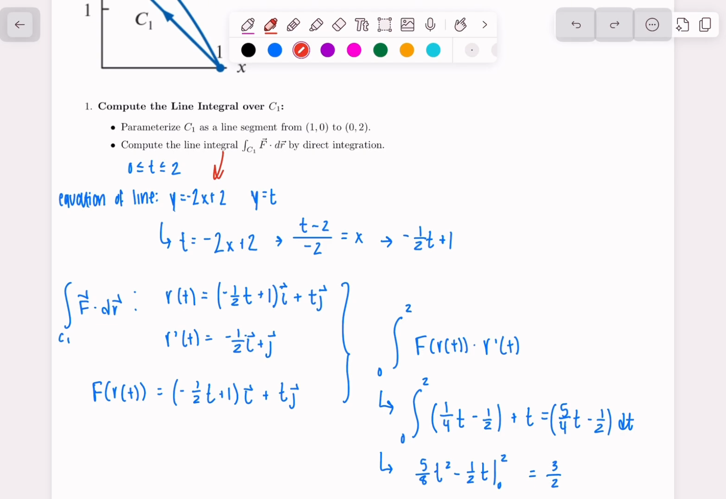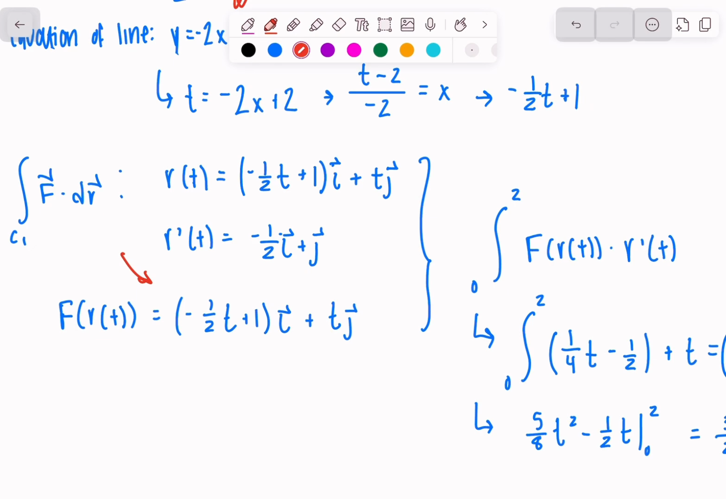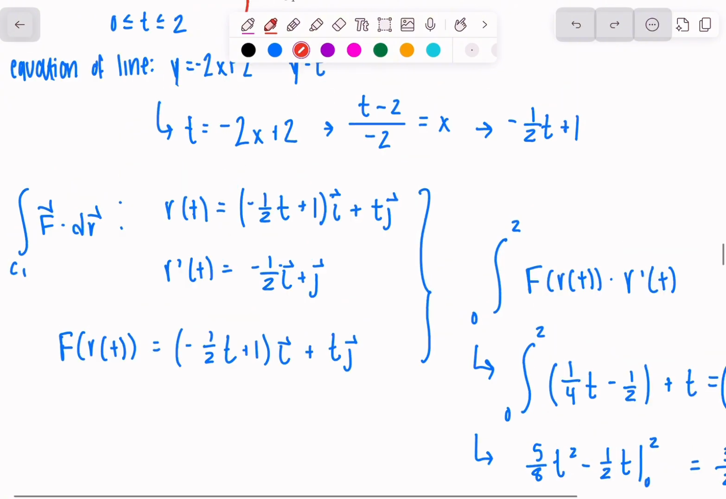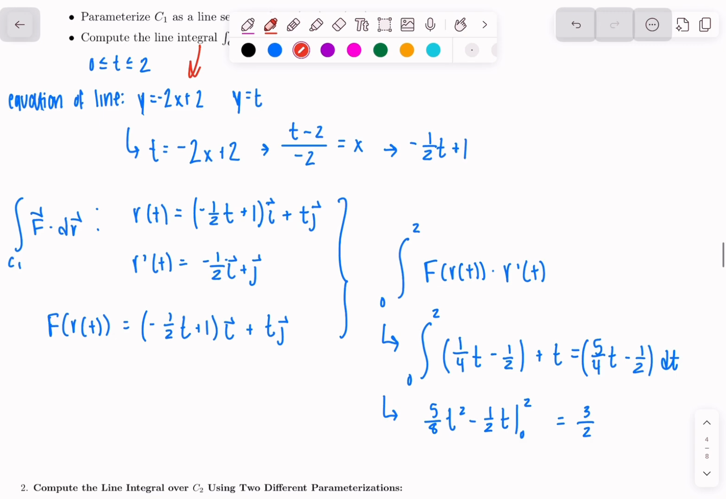The first part is finding r, then computing r prime, doing f of r(t), and then dot producting f(r(t)) and r prime(t). So we take the derivative of r(t) and we get that value there. And then we go ahead with the third step and plug r(t) into f, which is what I'm doing right here. It's pretty simple: you plug your values for r(t) into your f vector, which we're given. That's right here. We do that, we get this.